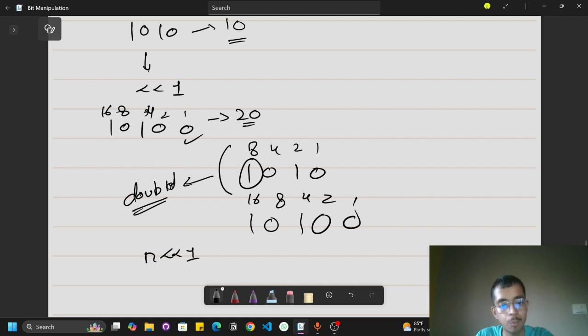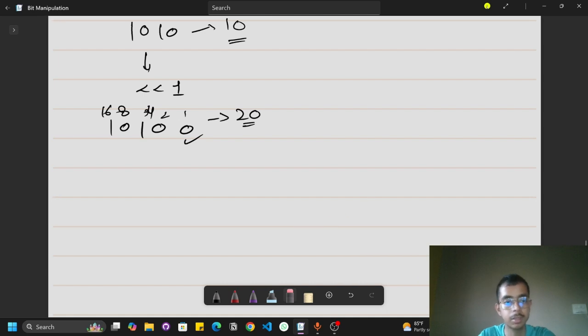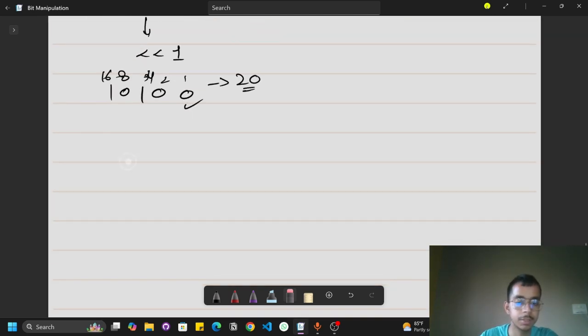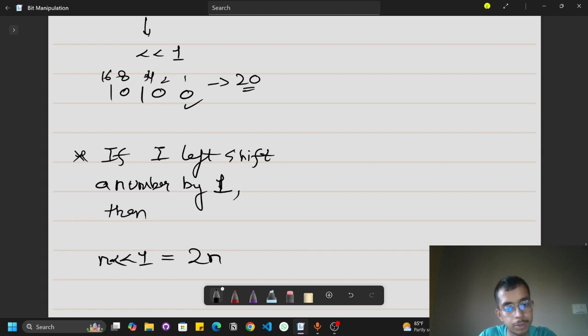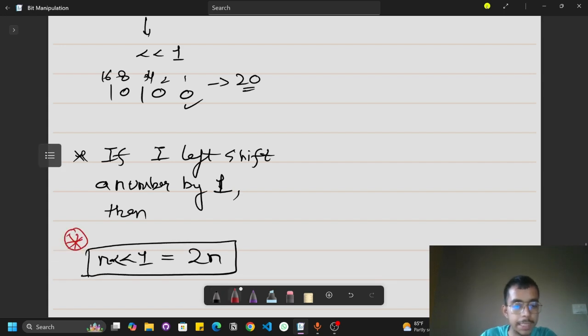So left shift by 1. Okay, how can we summarize it? If I left shift a number n by 1, then n left shift 1 will be equal to n times 2. So the number will double.